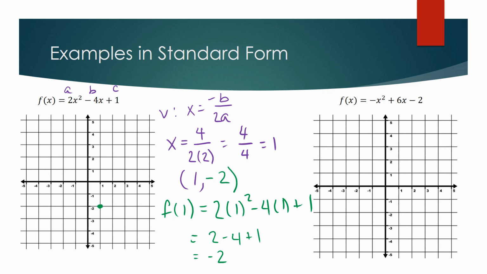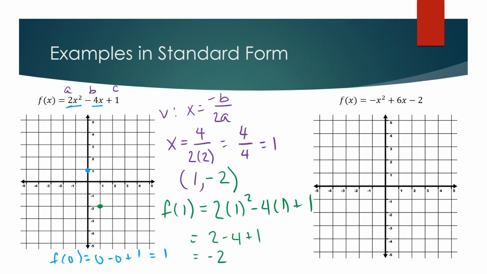I already know it's going to open up because the 2 in front is positive. But I need to pick one point. Now my favorite number for the standard form to use is 0 because it is so easy, and I'm probably going to ask you this in class tomorrow. If I plug 0 into this function, I'm going to get 0 minus 0 plus 1. So I don't even write that out. I just say, oh, it's 1. Well, that's easy. So then I'm going to go to (0, 1). So anytime you can, you want to use 0.